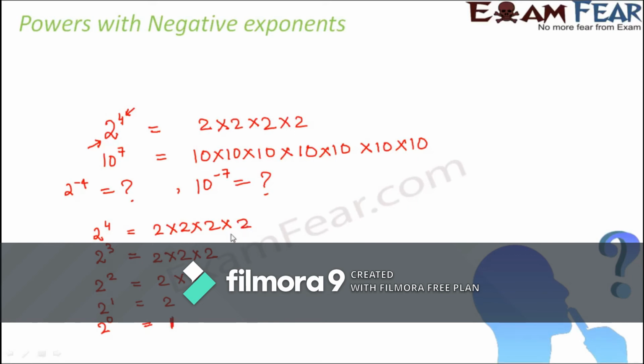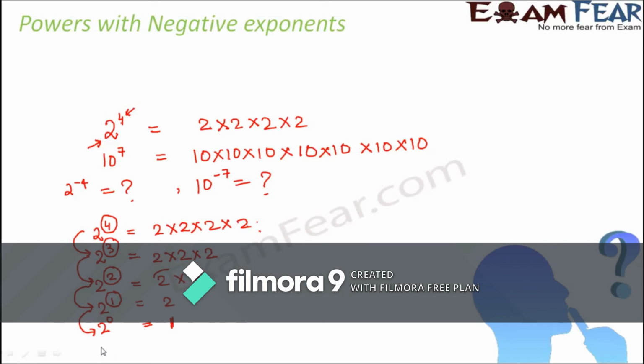Now what are you observing? If you look at each step, the exponent is getting reduced by 1. So every time the exponent is getting reduced by 1, what is happening on the right hand side? The entire thing is getting divided by 2. So here it was 4 times 2, you divide it by 2, you get 3 times 2. You divide this by 2, you get 2 times 2. Right? So every time your exponent is reducing by 1, the result on the right hand side is getting divided by 2 at each step.